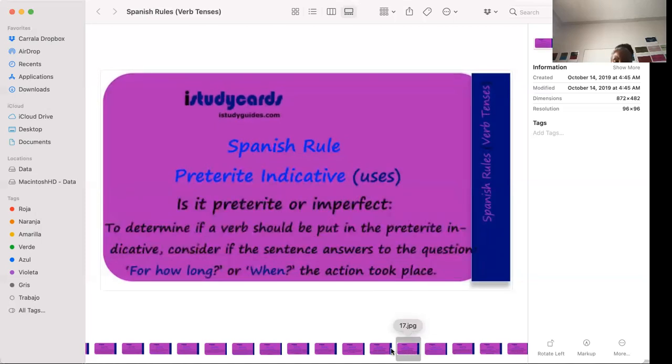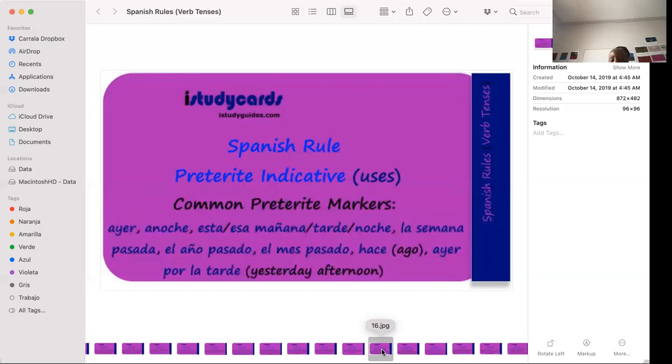First we're talking about common preterit markers. You're talking about when in the past. Was it ayer? Is it anoche? Is it esta mañana? Esta tarde? Esta noche? Was it la semana pasada? Was it el año pasado? Was it el mes pasado? Was it hace mucho tiempo, por ejemplo? Was it ayer por la tarde? When was this action? But one thing is for sure, it's the past.